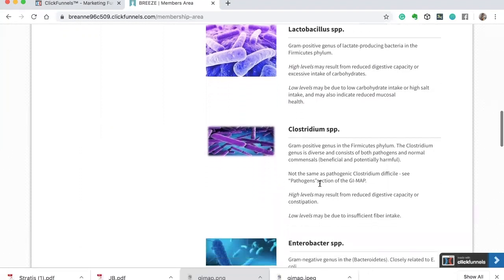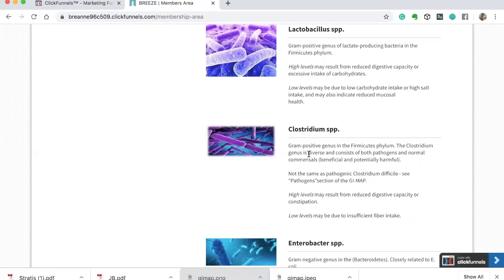Clostridium falls into the gram-positive genus in the Firmicutes phylum. The Clostridium genus is diverse and consists of both pathogens and normal commensals, so both the beneficial and the potentially harmful, the same thing that we saw with the E. coli. So this is not the same as the pathogenic Clostridium difficile, those toxins that we saw in the first section. This is part of the beneficial commensal bacterium in the gut.